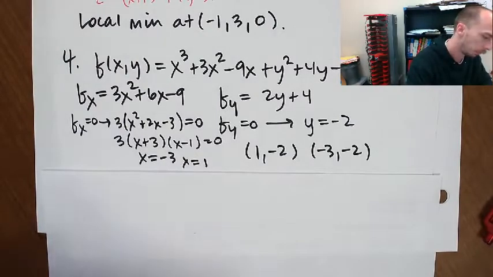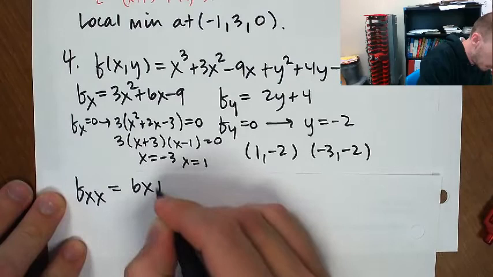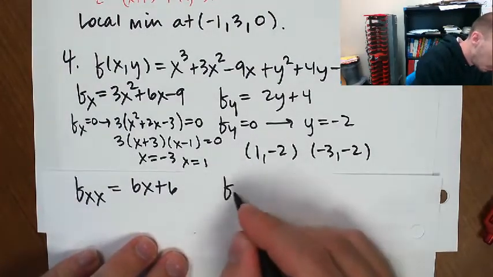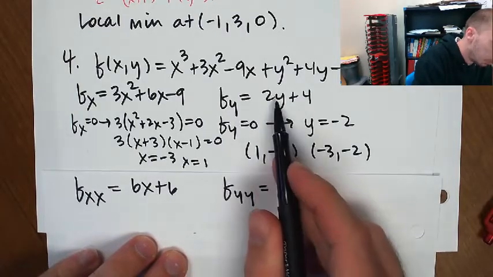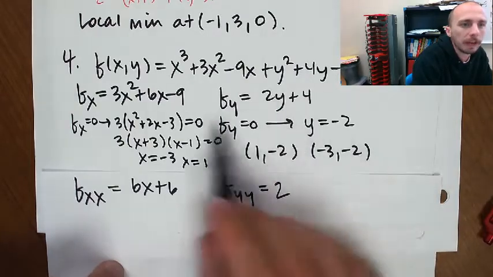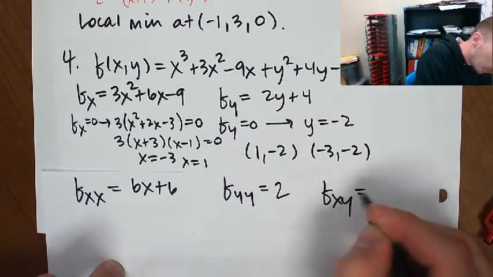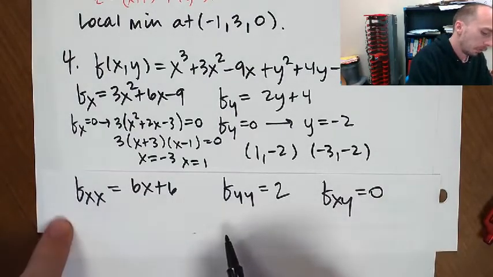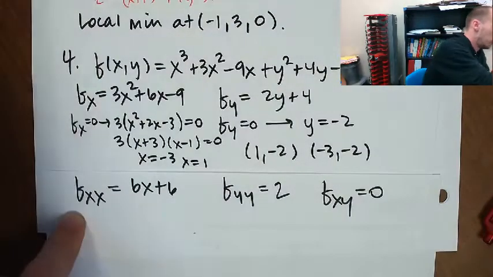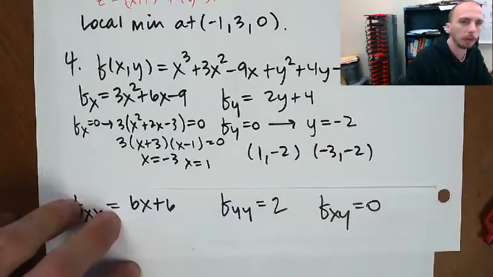Okay, so I need my second order partials. Fxx is equal to 6x plus 6, and then fyy is equal to 2. Okay, that's going to be helpful. And then fxy is going to be 0. So I'm just going to have that there. I'll mark off this is where I'm going to do 1, -2.